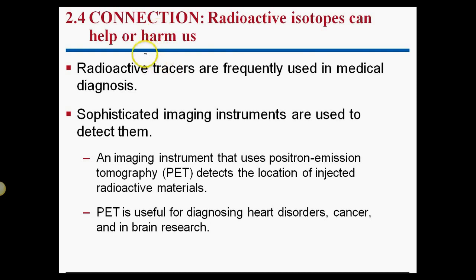They're really, really cool. Radioactive tracers are frequently used in medical diagnoses. Like I said, they're involved in MRIs and PET scans and CAT scans and whatever else they use them for. And you use those imaging instruments like the MRI, the PET scan, or the CAT scan to detect them. So if you're wondering what the PET scan is, that's a positron emission topography. Yeah, that's a mouthful. All right. It'll just detect the location of injected radioactive materials. That's all its purpose is just to be able to view the location of injected radioactive materials.